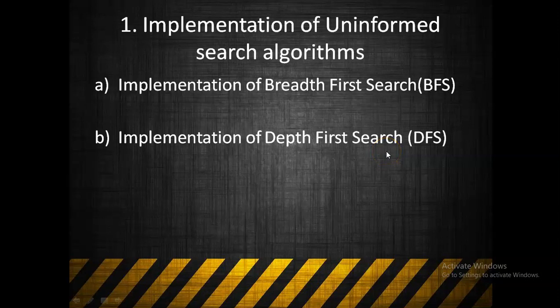The experiment number one will be titled Implementation of Uninformed Search Algorithms. Uninformed search algorithms are normally termed blind search algorithms, which directly follow the algorithm steps without needing any additional information. There are several uninformed search algorithms; the two major ones are breadth first search, BFS, and depth first search, DFS. Initially we start with breadth first search, the implementation of the breadth first search algorithm in Python.